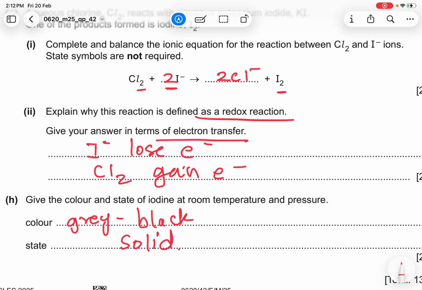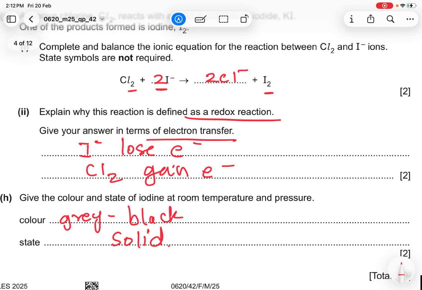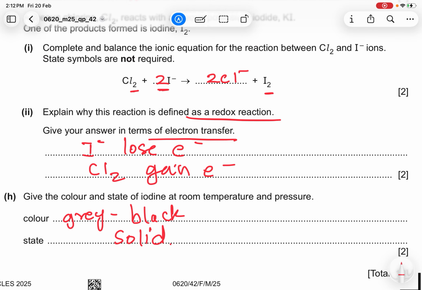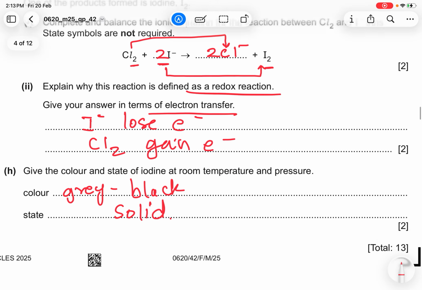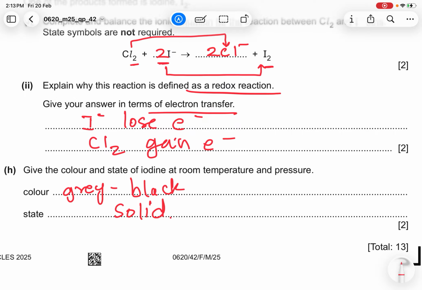Explain why this reaction is defined as a redox reaction. Give your answer in terms of electron transfer. So here we have to explain the answer in terms of electron transfer and not as reduction and oxidation in terms of oxygen. So here you can see that iodide has converted to iodine. So it has lost its electron, so we'll write I minus loses electron. And chlorine molecules have a negative charge now, hence it has accepted electrons, so chlorine gains electrons. That is how we are going to explain.